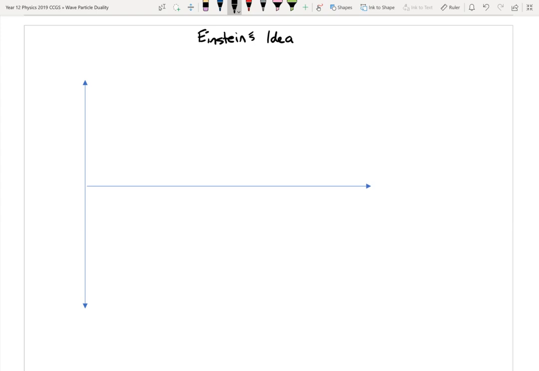Everyone remembers him for special relativity, and he actually got his Nobel Prize for this. Here's what he said. We're going to look at energy in joules on our y-axis. So we've got positive energy, we've got negative energy, and we've got zero. Okay? This axis is arbitrary, doesn't matter. I just want to spread some stuff out.